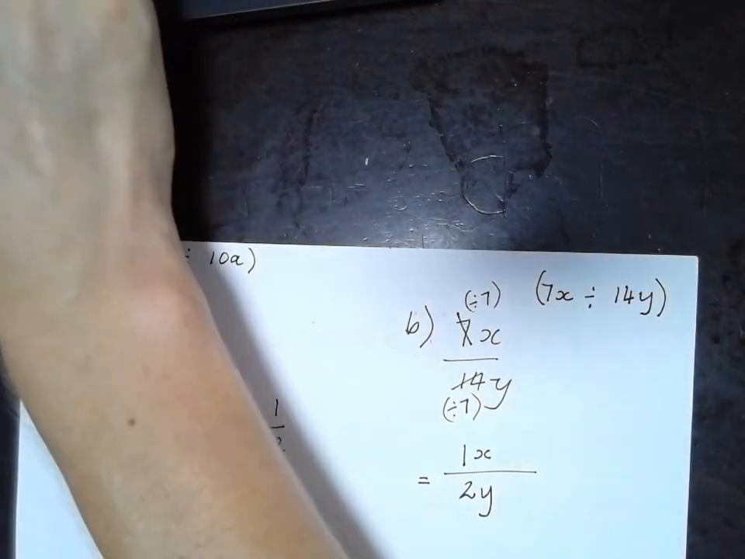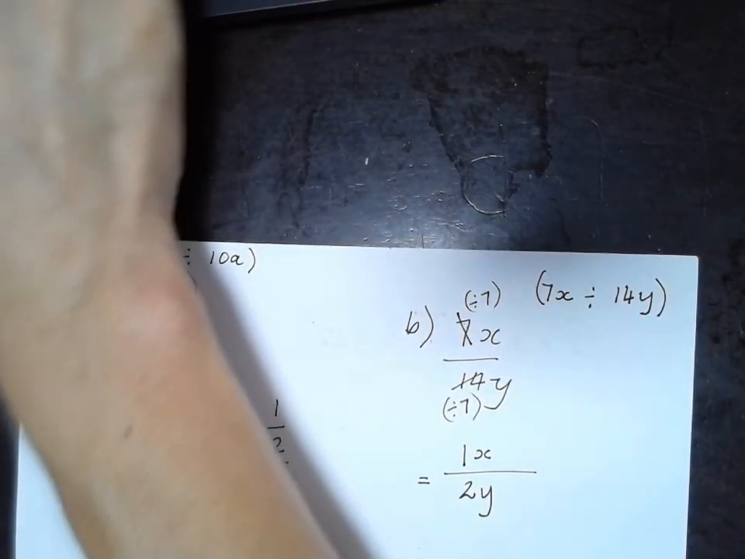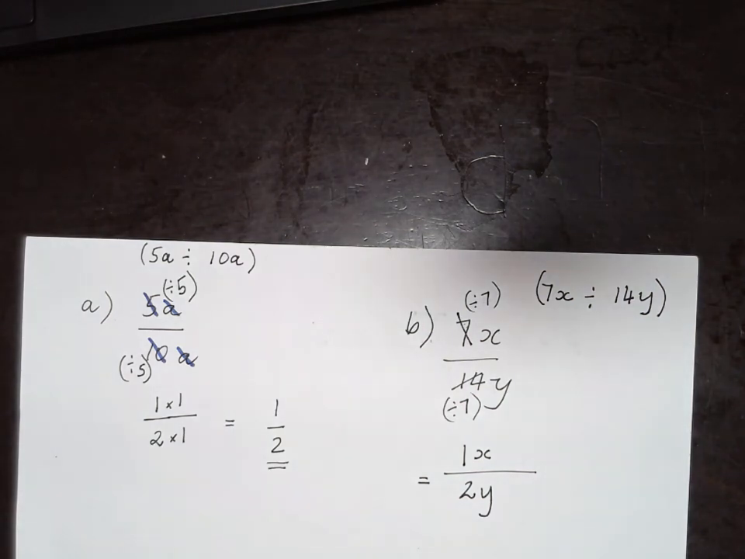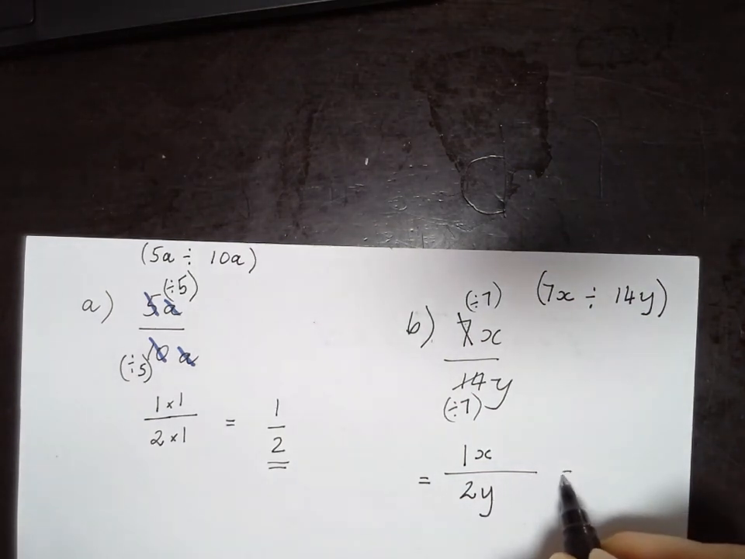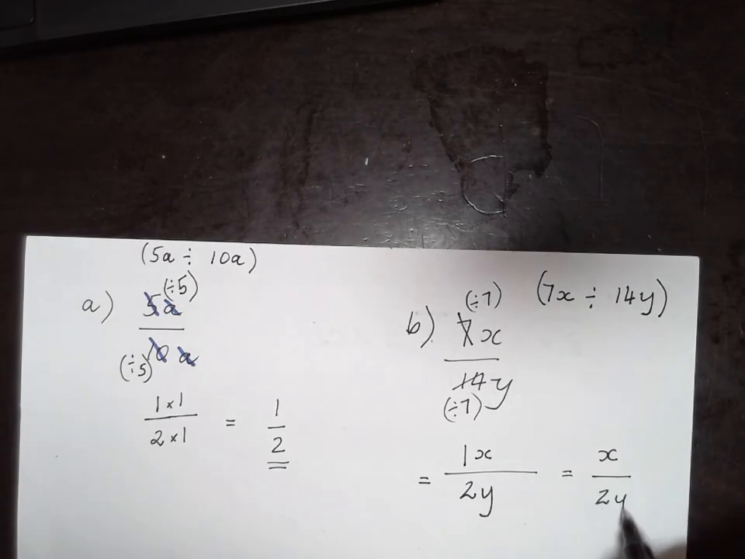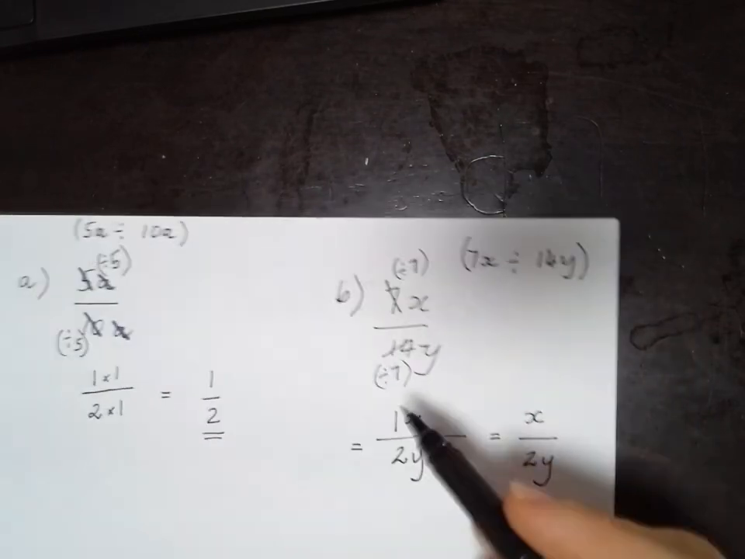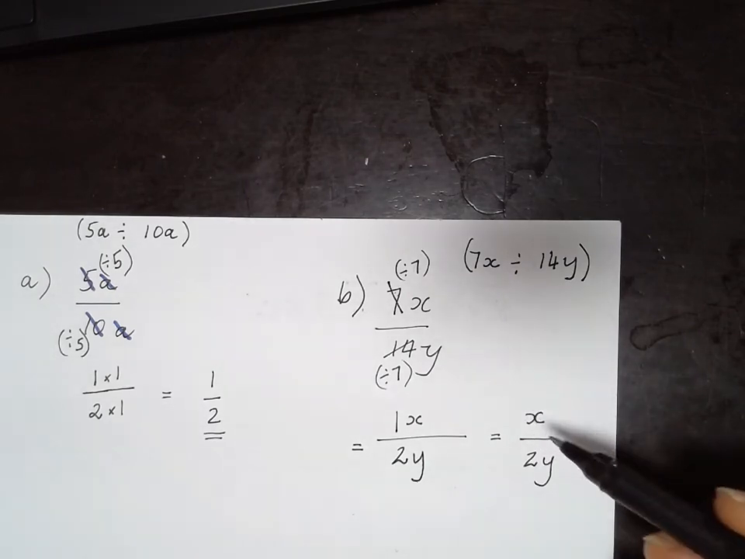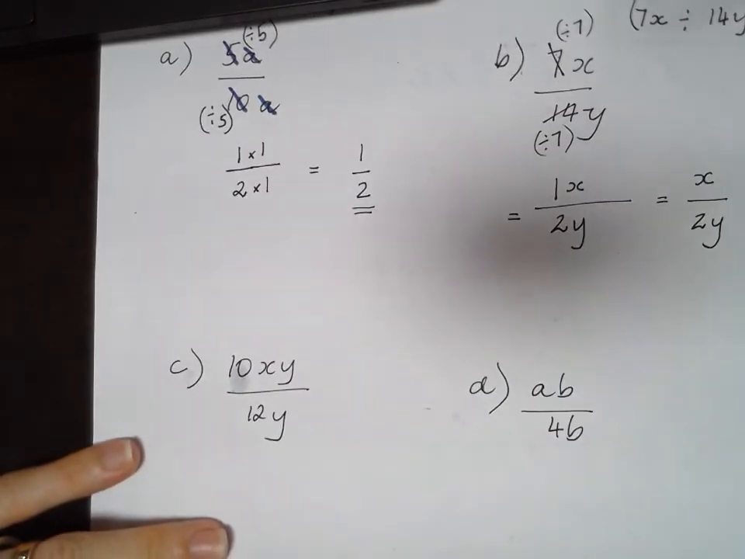I'll just check on the next question. I was just checking that the textbook does put it as x over 2y. Same thing. If you did that in a test, it's perfectly correct, but we sort of say mathematicians are lazy and leave out the 1. All right, here we go.